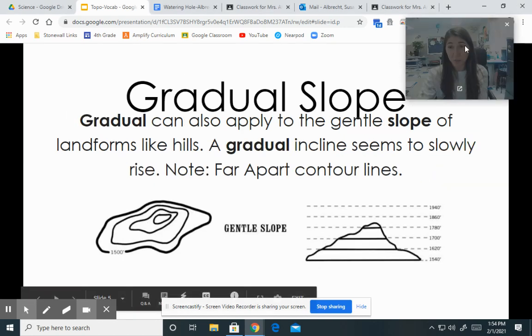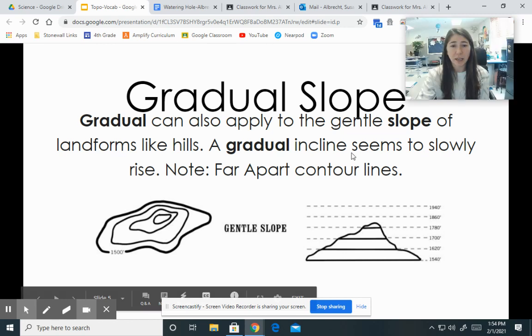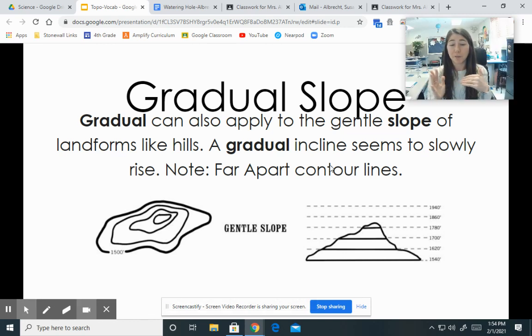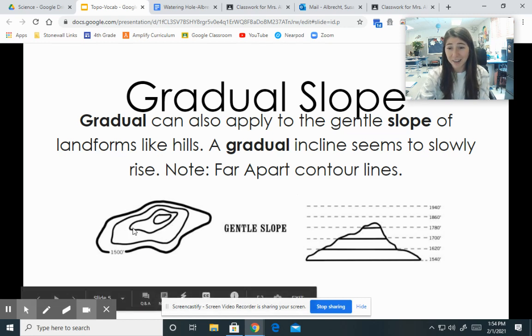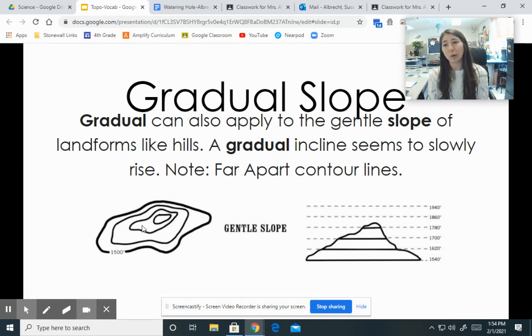A gradual slope, on the other hand, is when the contour lines are further apart. So notice right here, our contour lines are closer together, then farther apart. So we're going to have a gradual slope. If you're going on a hike and it was just a gradual slope, you might not even break a sweat. You're going to be like, this is the easiest hike ever.